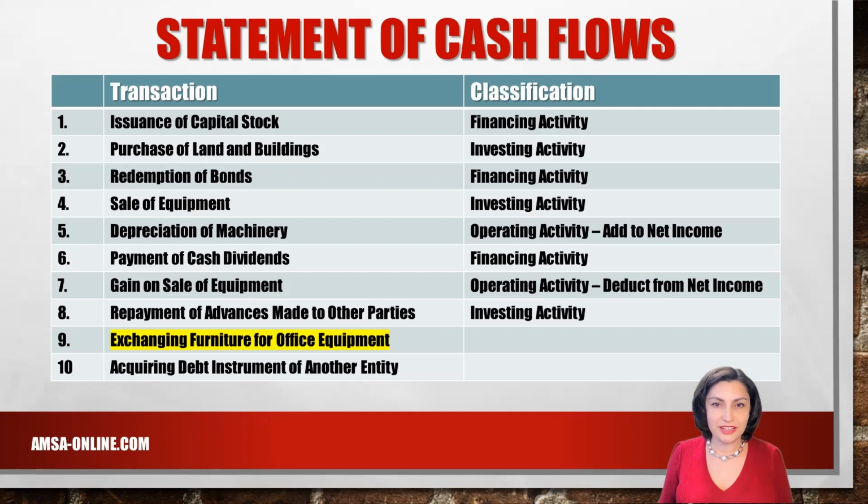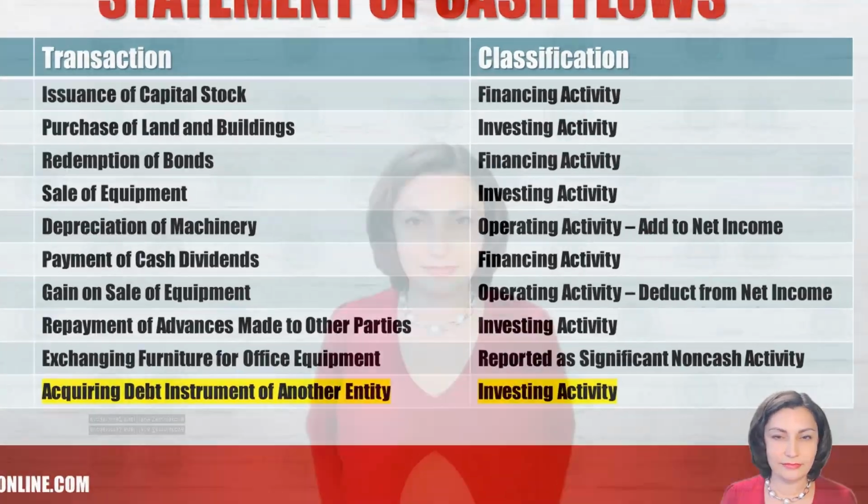The next transaction is exchanging furniture for office equipment. This transaction doesn't involve an exchange of cash. Therefore, it will be reported as a significant non-cash activity in either a separate schedule at the bottom of the statement of cash flows or in the notes to the financial statements. The next transaction is acquiring debt instruments of another entity as investments. It will be classified as an investing activity on the statement of cash flows.